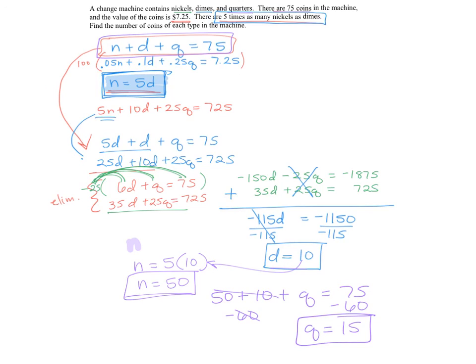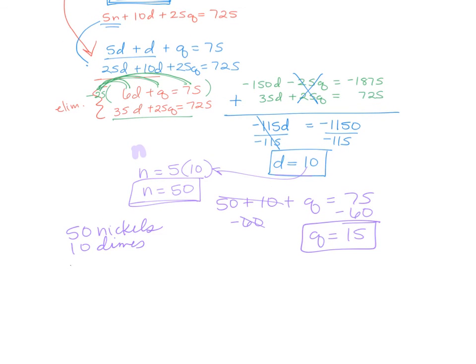So the question is, find the number of coins of each type in the machine. That means we have 50 nickels, 10 dimes, and 15 quarters.